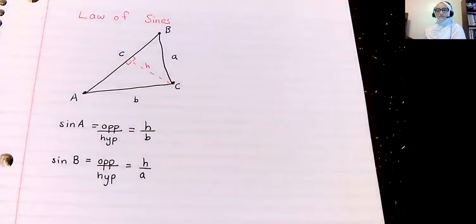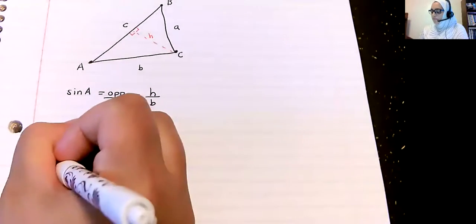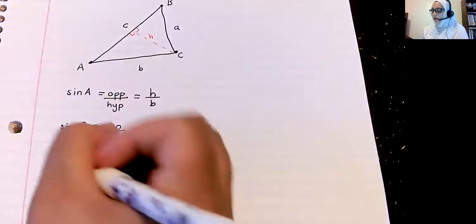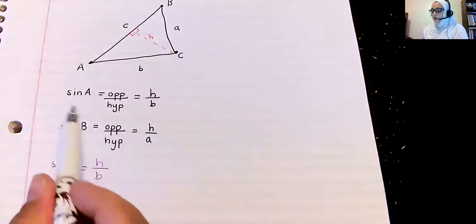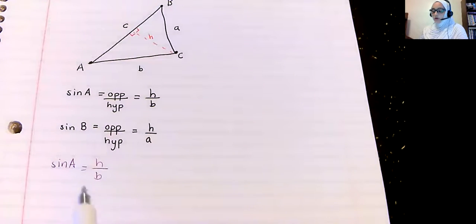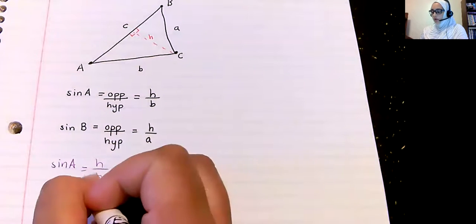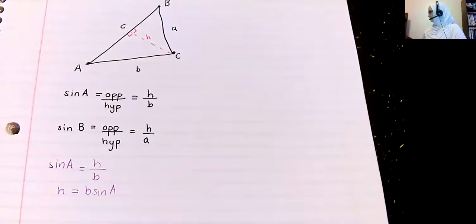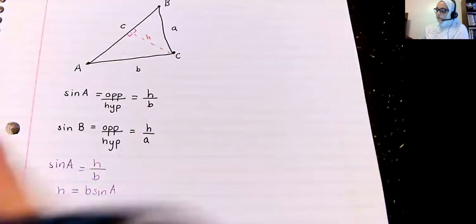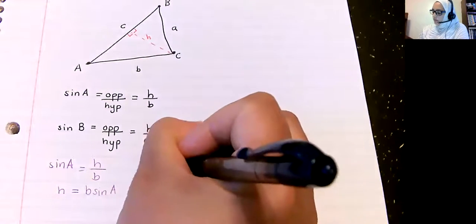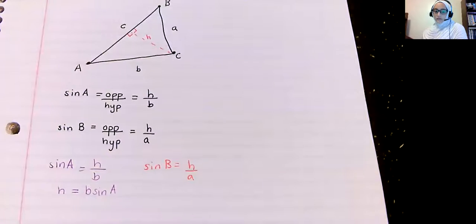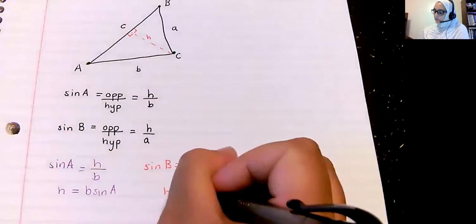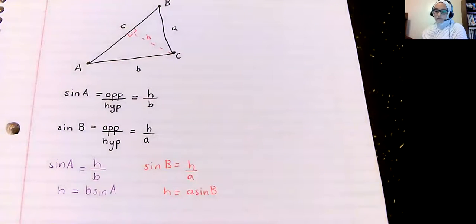I'm going to switch colors. So this is what we have here. Like I said, we're going to turn it around, so we're going to have H equals. To do that, we just had to bring our B back over to the other side. Same thing for the other. So all we did was rearrange them so they're both equal to H.